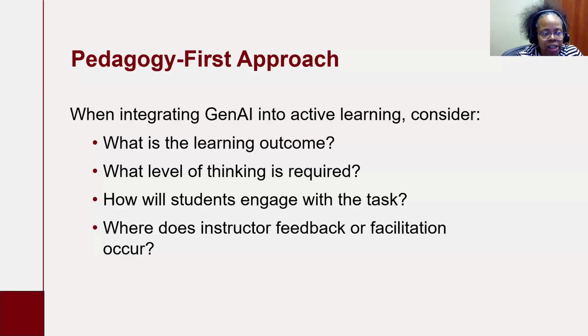How will students actually engage with the task? Is the activity structured in a way that supports that meaningful engagement? And where does instructor feedback or facilitation occur? Because active learning depends on instructor presence, not just well written prompts. These questions anchor that design process. AI should respond to these questions and not replace them. These guiding questions translate into 4 principles that help keep pedagogy first.